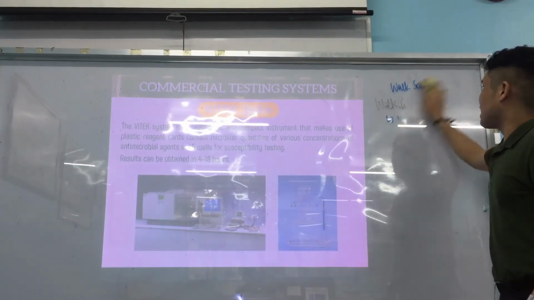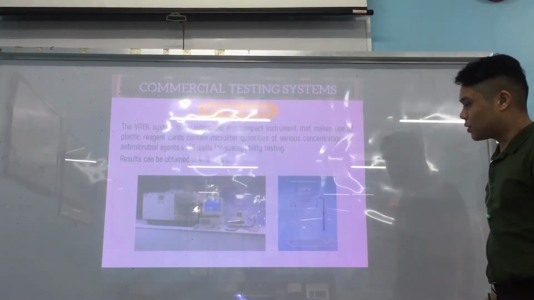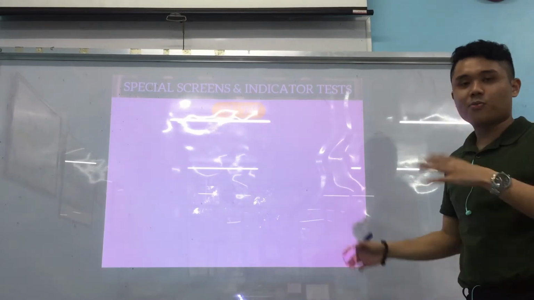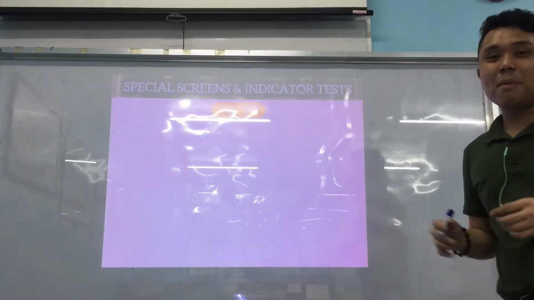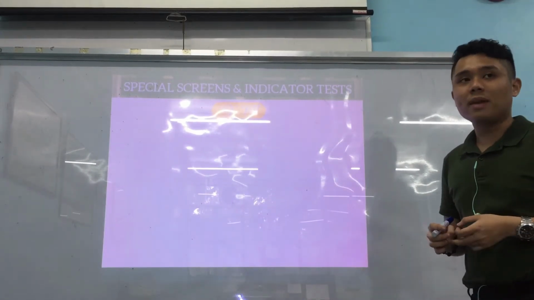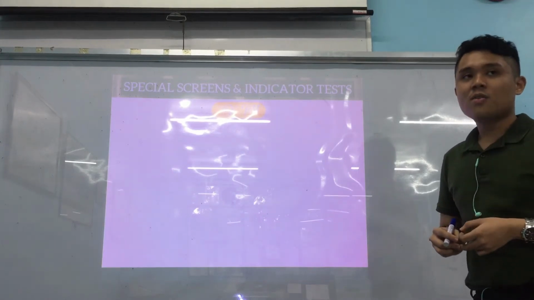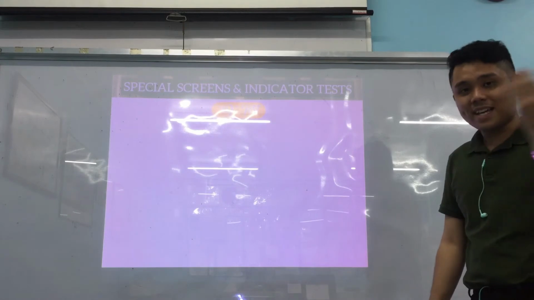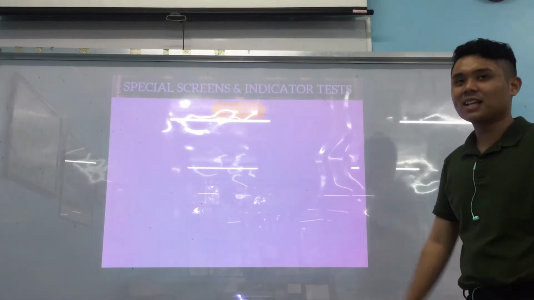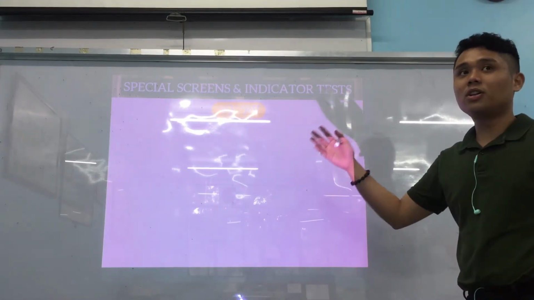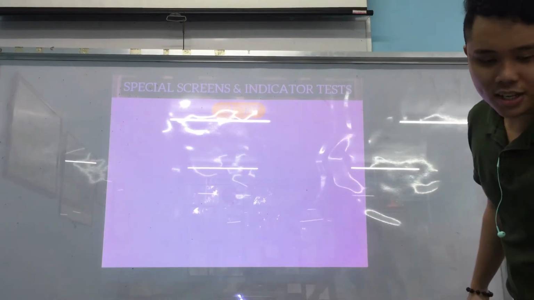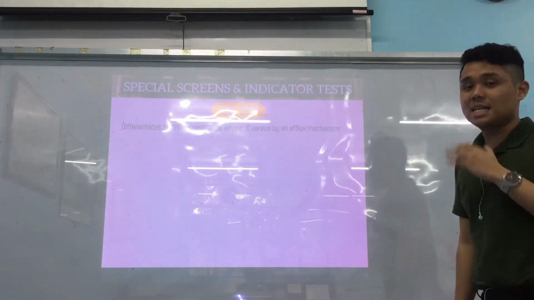Okay, so after the commercial testing systems, the last part is special screens and indicator tests. Usually we perform these tests for specific resistance, if we want to look for resistance. One of those is the D test. So don't be confused with the E test. The D test, or double zone, okay?